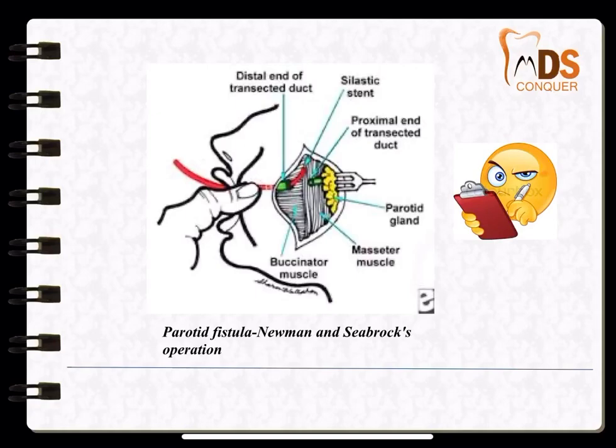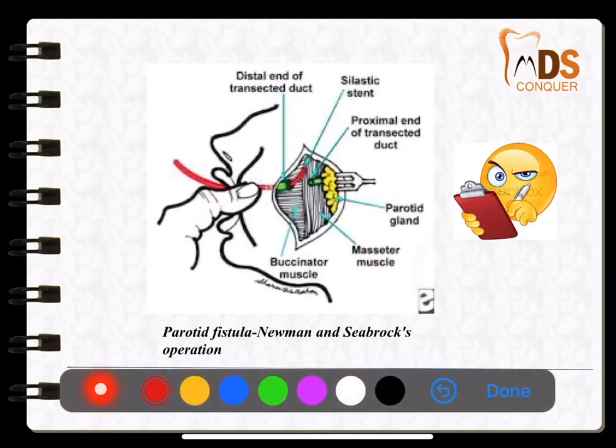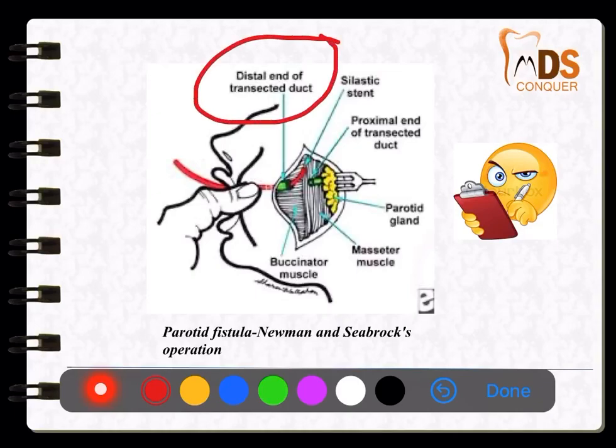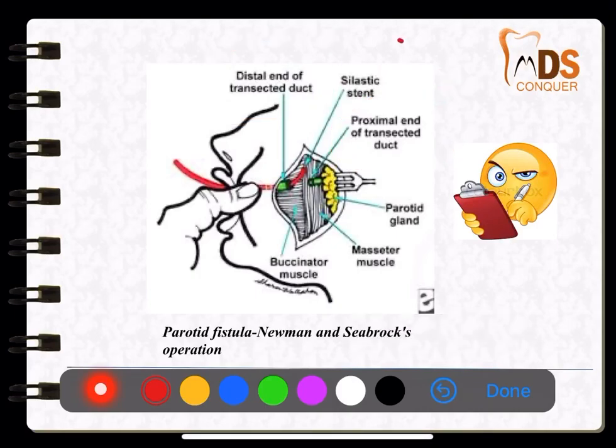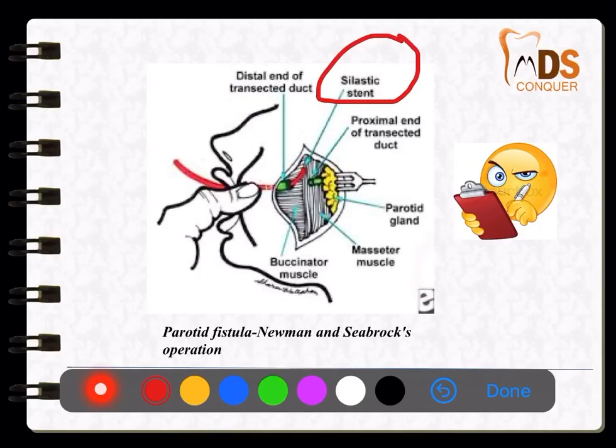So, this is the Newman and Seabrook operation, as you can see. Here first is the dilated end of the transected duct, and this is the proximal end of the transected duct. Then in order to reconstruct the duct, a silastic stent, which is red in color as you can see, will be placed. This is the operation done in order to preserve the duct if there is a fistula formed as a consequence of parotidectomy.